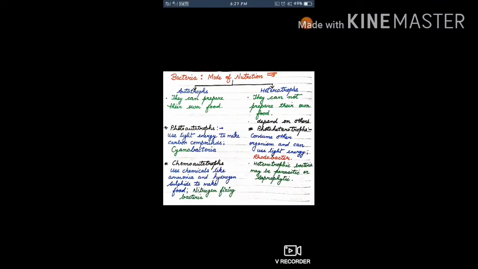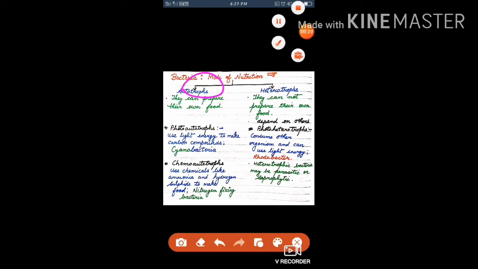Now the next point is food for bacteria, or we can say mode of nutrition. Based on their mode of nutrition, the bacteria may be divided into two groups such as autotrophs and heterotrophs. Auto means self and trophs means food. So bacteria which can prepare their own food are in this category. These bacteria can prepare their own food by the process of photosynthesis.